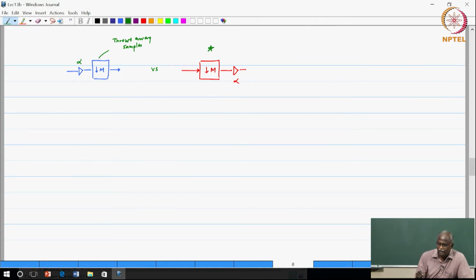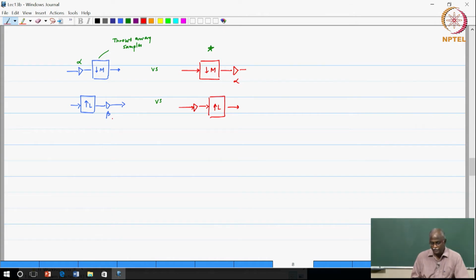On the other hand, a similar observation applies to the other block, where I do upsampling by a factor of L followed by a scale factor beta, versus the case where, of course, I could move the blocks around. I do the scale factor by beta, then upsampling by L, and this would be the sequence of operations. Now, in the first case, there are lots of zero valued samples. I am multiplying them by beta, it is not going to make any difference. The multiplication will get done, but it is wasted.